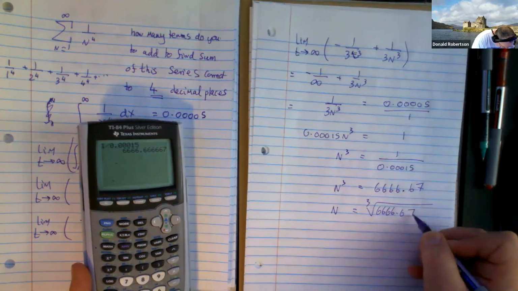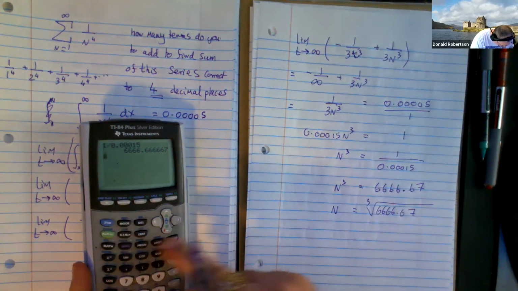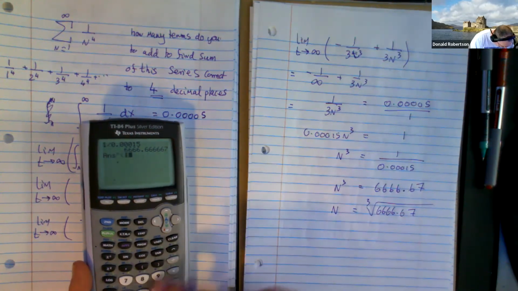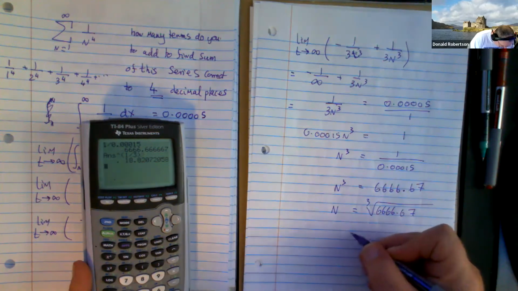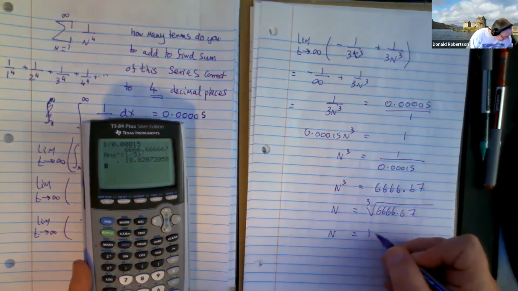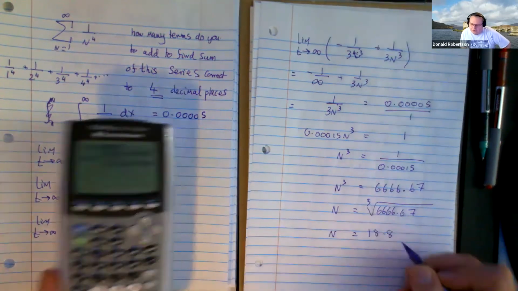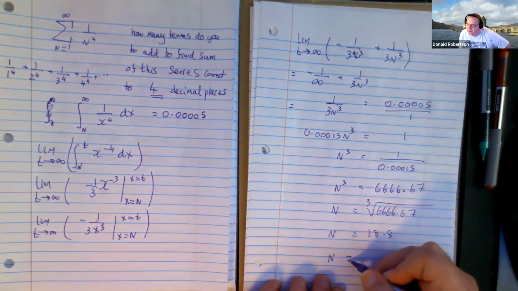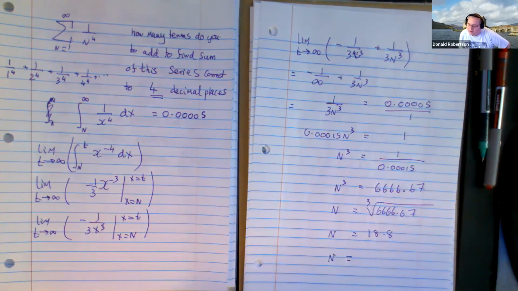So I'll take the answer, which is this guy, and I'll raise it to the power of 1/3. And the answer I get is about 18.8. More than I thought, but never mind. It's 18.8. You know you can't have 18.8 terms, agreed? So what do you think you should call the number of terms that you need? I thought you were going to get away with 4 or 5, but it looks like it's a lot more, isn't it? What do you need?